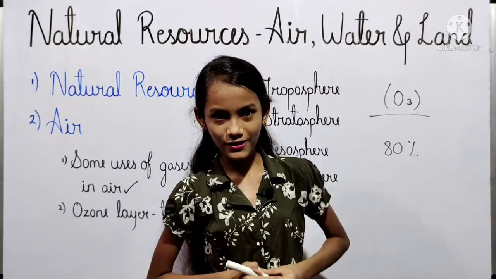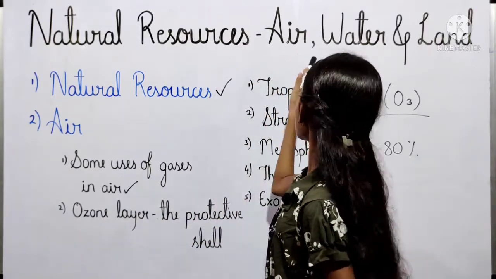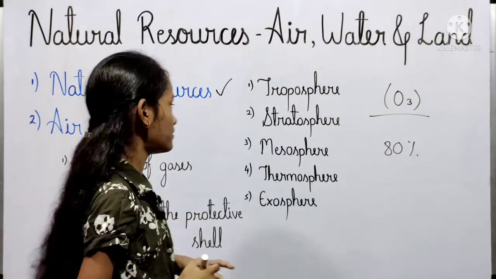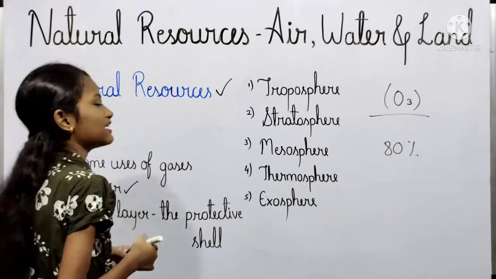So this was the answer of this question. So this was our first part of the chapter Natural Resources: Air, Water and Land, and also our second point, that is the air, is completed.